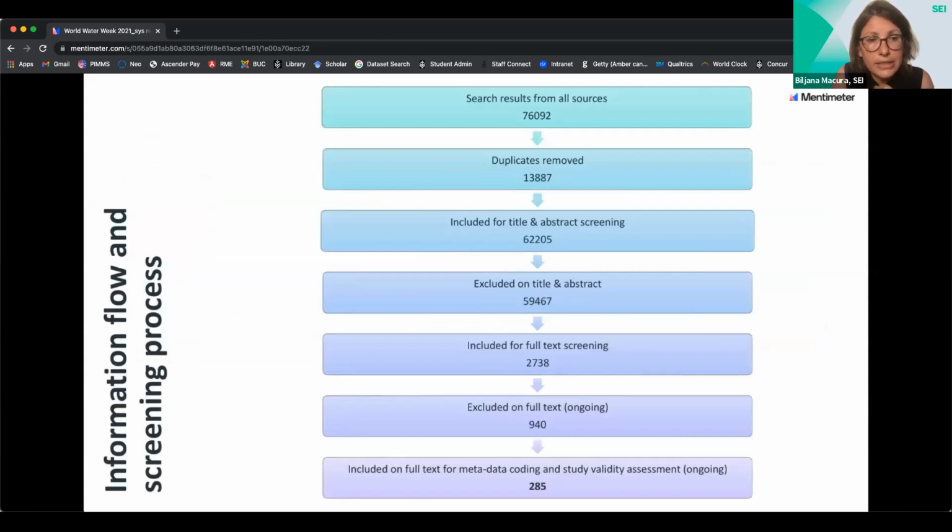This slide is just to briefly show you the amount of information we are dealing with in this review. We started with 76,000 search results, and after deduplication and different levels of screening, we will be presenting you today results from 285 studies that we included based on our eligibility criteria that I showed a little bit earlier and that are coded on the types of interventions, types of outcomes, types of settings, etc.